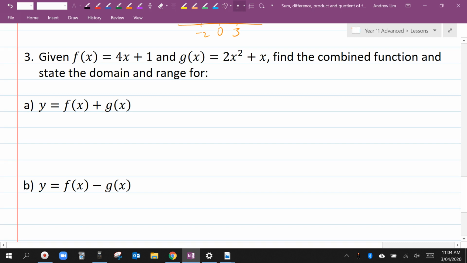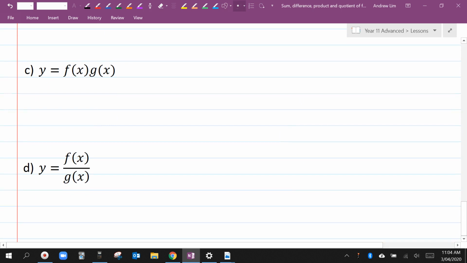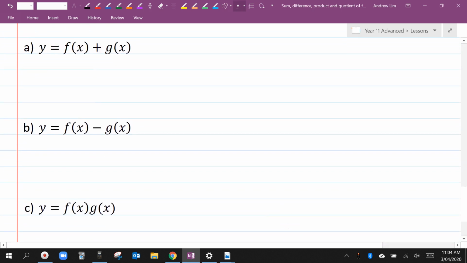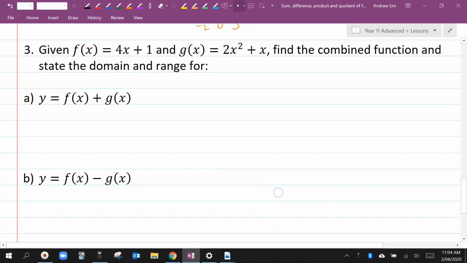Given f of x is equal to 4x plus 1 and g of x is equal to 2x squared plus x, find the combined function and state the domain and range for a, b, c, and d. For D, just do the domain. You don't need to do the range. I'll get you to pause the video, and when you're ready to check your answers, continue playing the video. I'm not going to explain these ones.